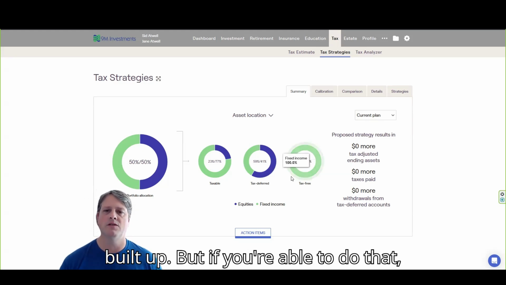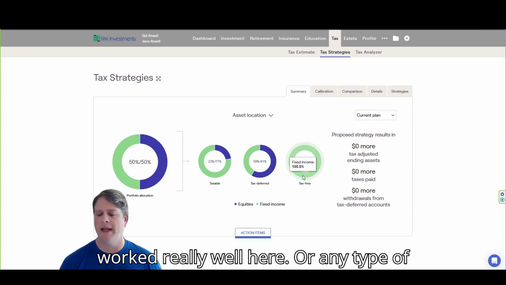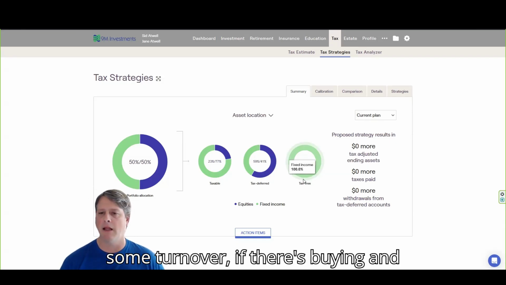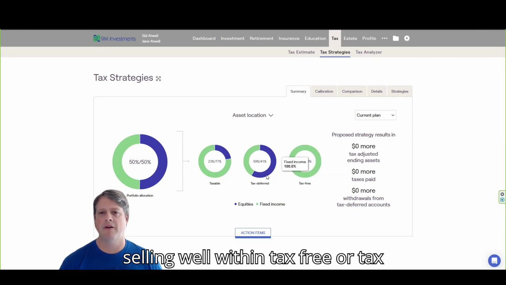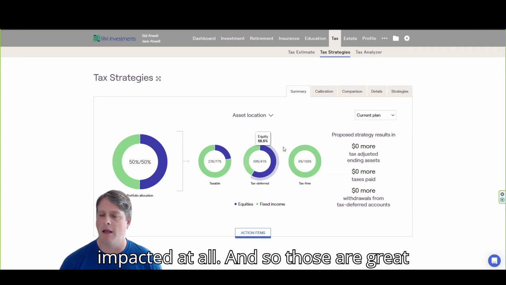But if you're able to do that, the types of investments that work really well here are any type of investments where there's going to be some turnover. If there's buying and selling, well, within the tax-free or tax-deferred, those investments are not impacted at all.